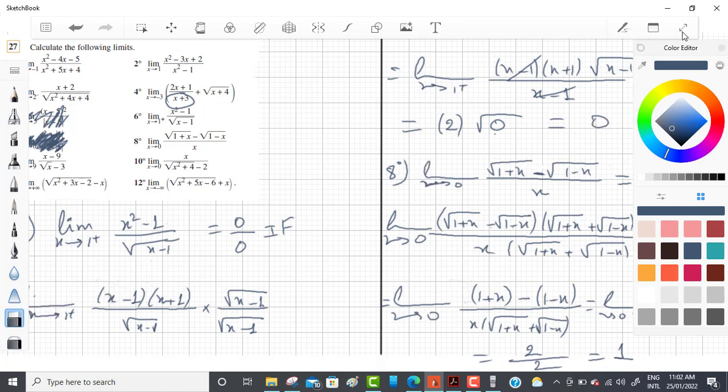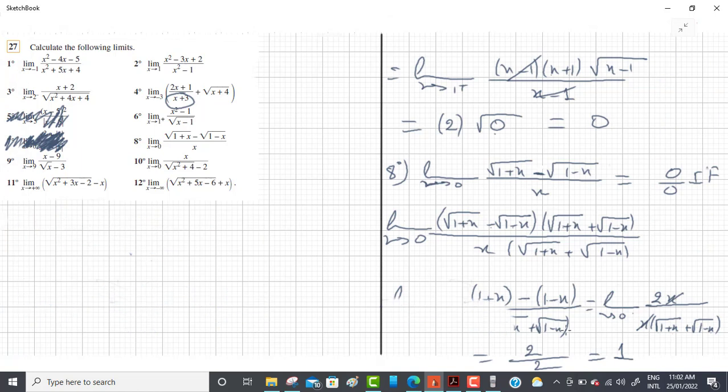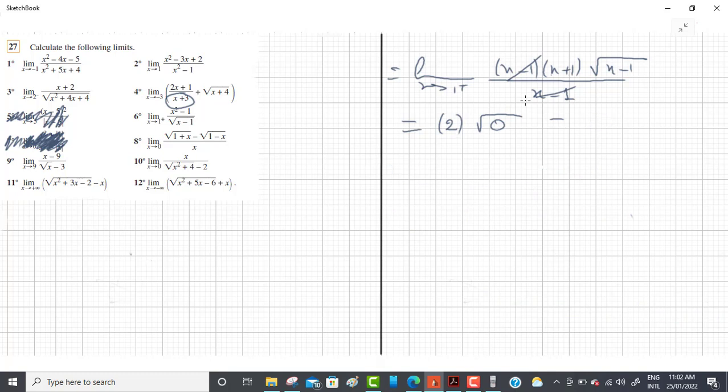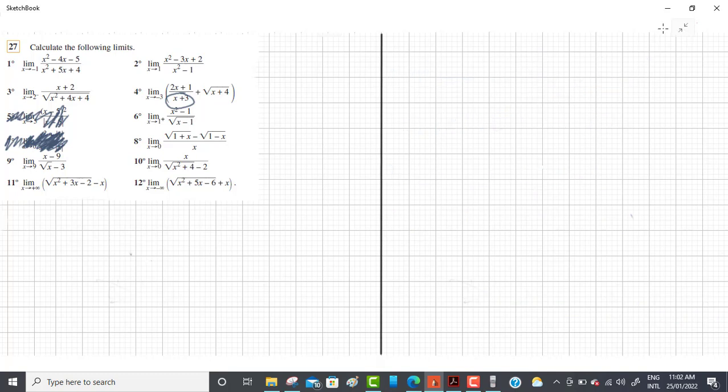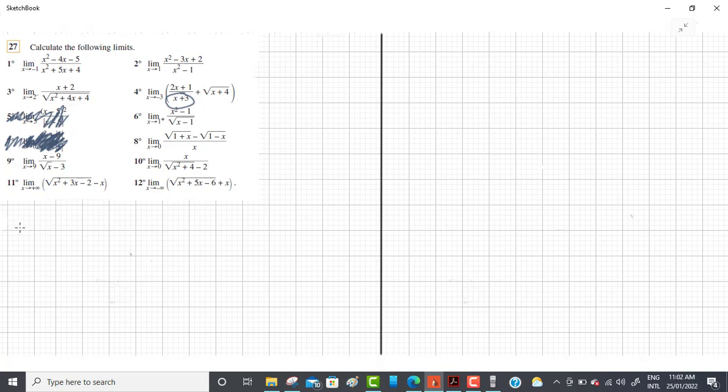Now part 9. Limit as x tends to 9 of x minus 9 over radical x minus 3. In this case also you will obtain 0 over 0 if you replace x by 9.